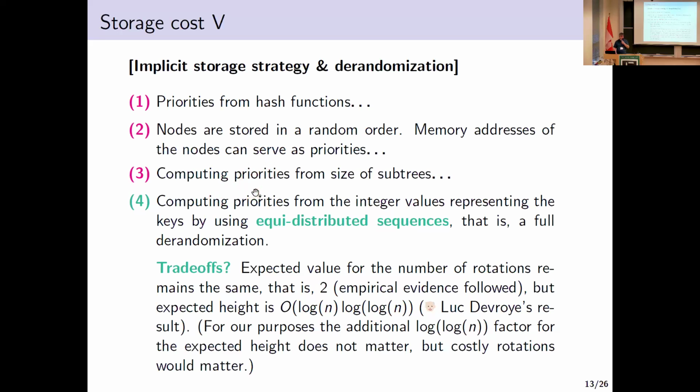Or, and that's what I would like to know, use equidistributed sequences, which is what I've done. And look here at a result about the expected height when we actually use equidistributed sequences. So how does that work? Okay, here I'm not interested in the height of the tree. I'm interested in the number of rotations, okay?